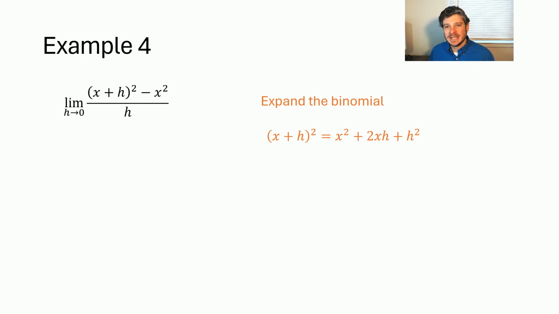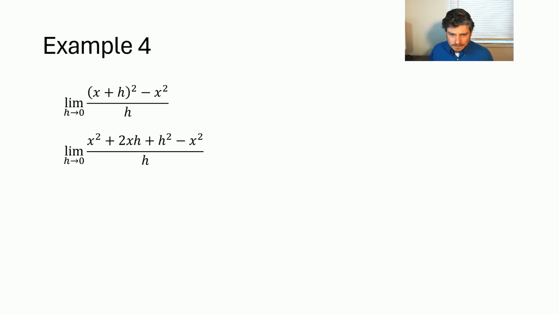We can't be doing that. You've got to write it out, x plus h times x plus h, and multiply the whole thing. FOIL it out, expand that binomial. Okay, so I make that replacement, and now I'm taking a look. So I have x squared plus 2xh plus h squared minus x squared.